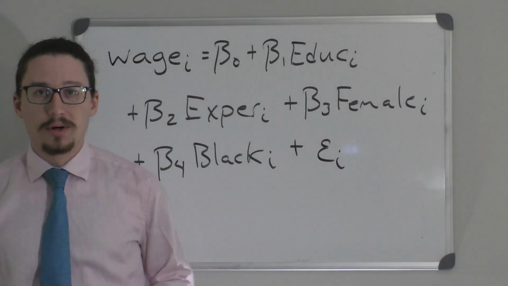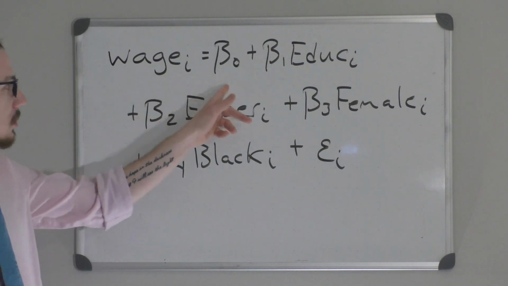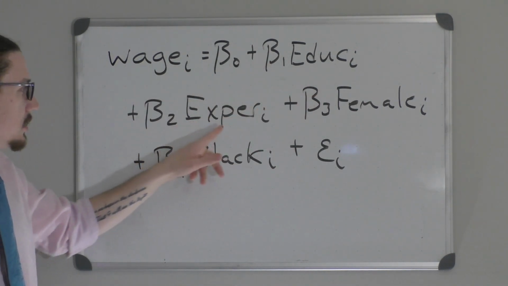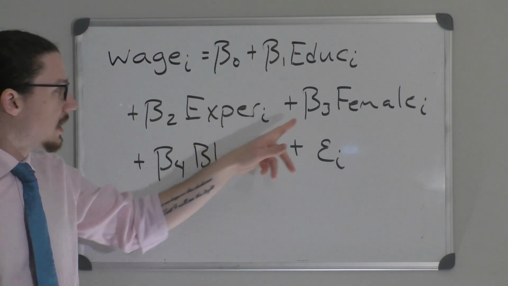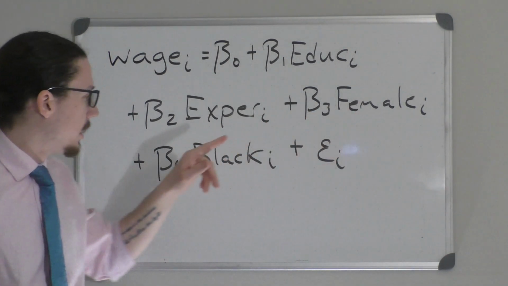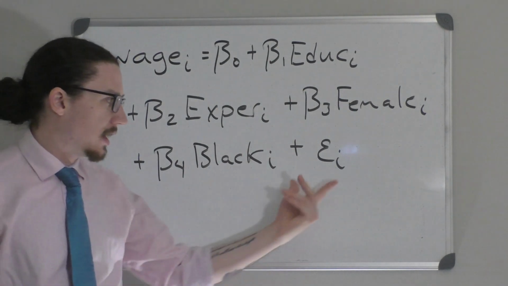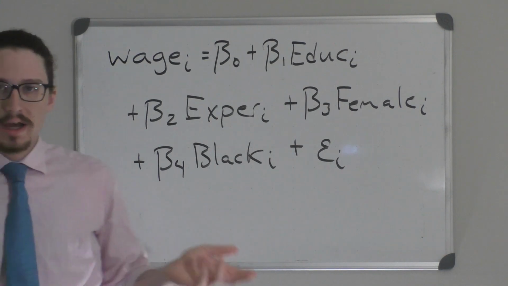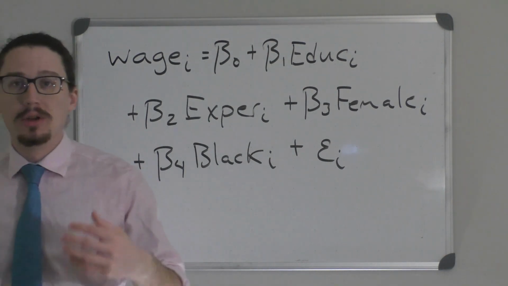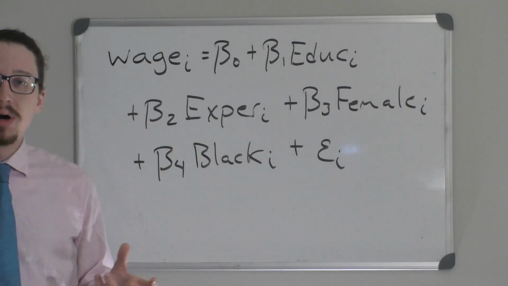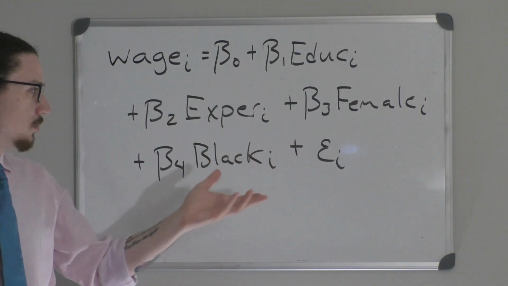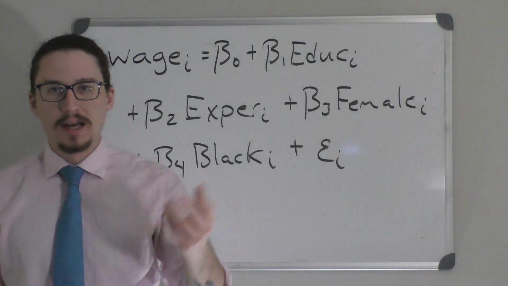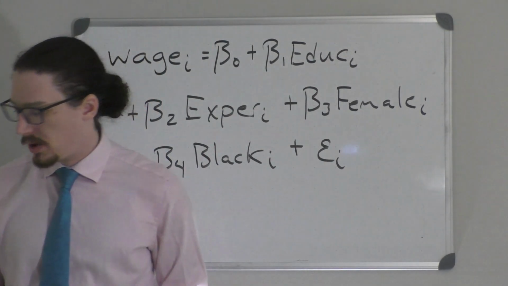So this would be our model, right? Wage_i equals beta naught plus beta 1 times education_i plus beta 2 times experience_i plus beta 3 times female_i, beta 4 times black_i plus our error term. Right? So that's our model. Not going to leave it up here for too long, but once we've got this model stated, we've kind of shown how we're going to include these variables into our model itself. Now let's look at the estimated equation.